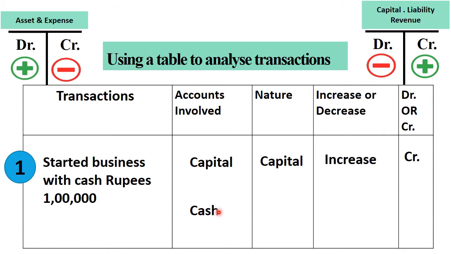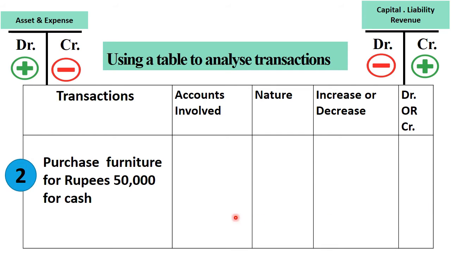Now let us see the second account involved, that is cash. First write down what is the nature of cash. So according to modern approach, cash is an asset. So we'll write here asset, and if we are putting cash in the business, our asset is increasing. And if you can see the rule, if there is an increase in asset, it is debited. So by analyzing the transaction, I have come to know that the accounts involved are capital and cash. Capital is credited and cash is debited. Now let us discuss few more transactions.